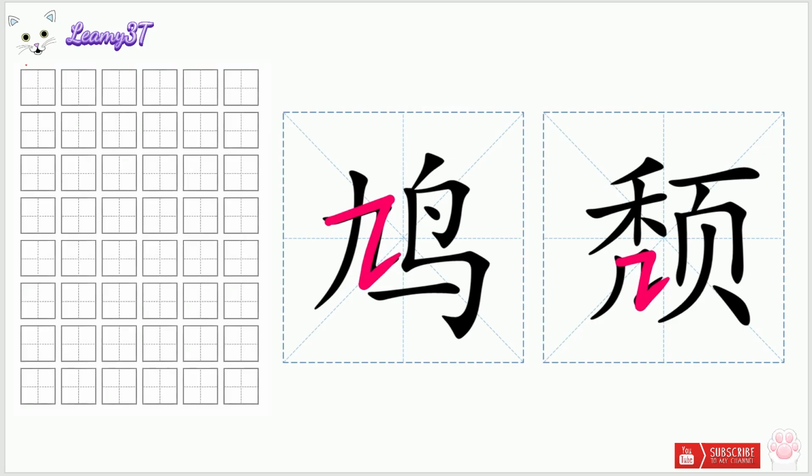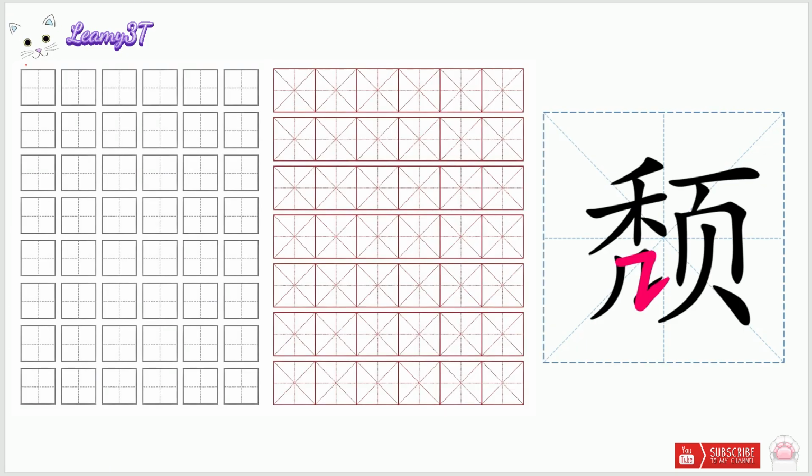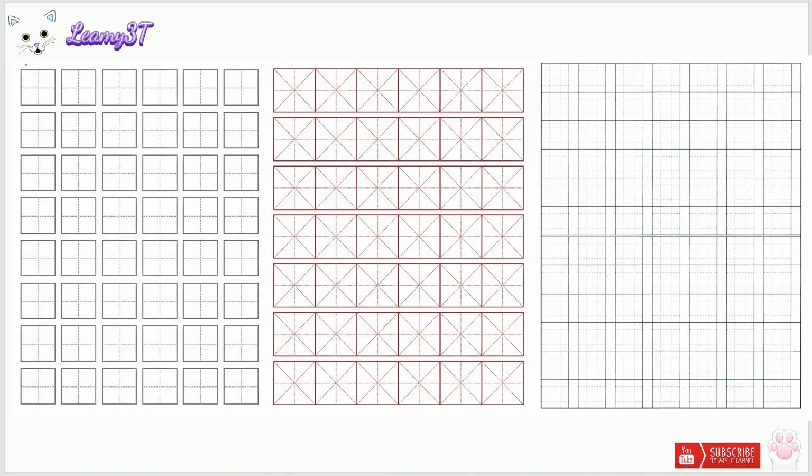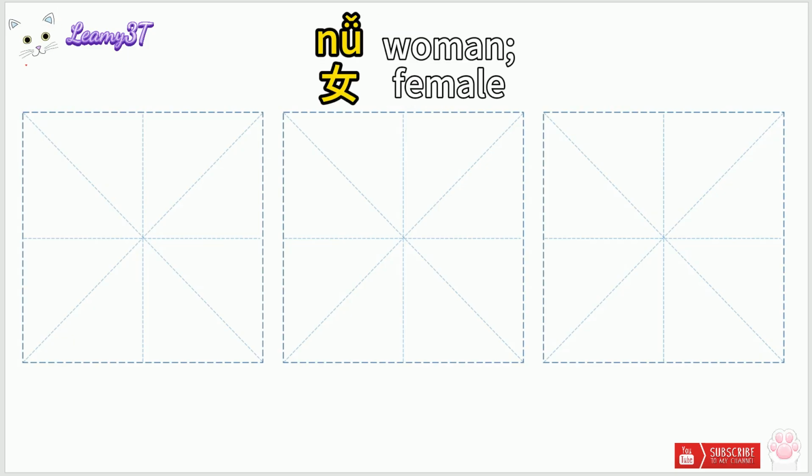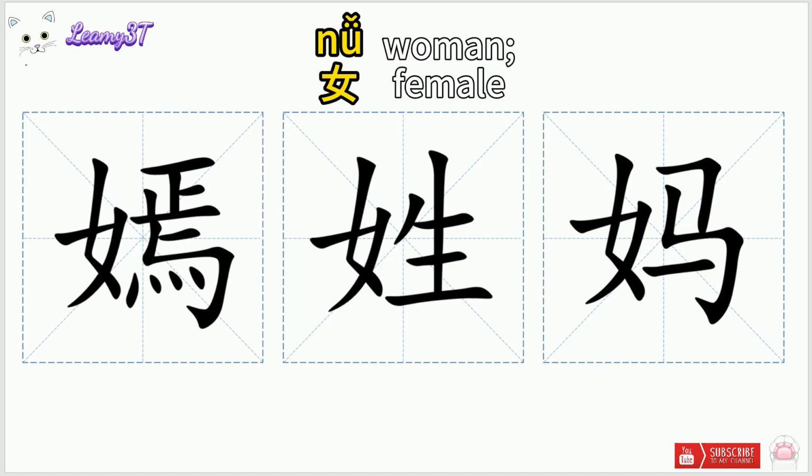Now, please get your grade notebook ready. We are going to write Chinese characters. First, we are going to write the word 女. 女. This word means woman, female.